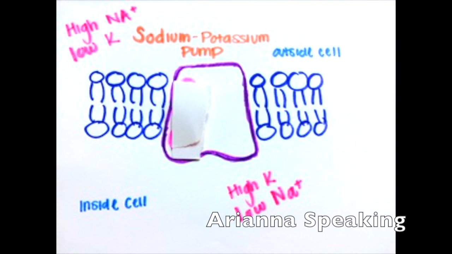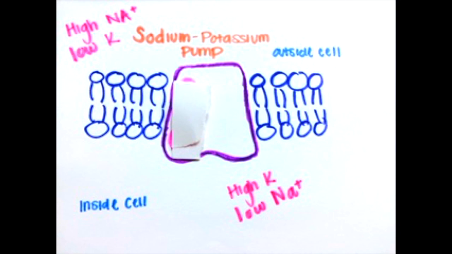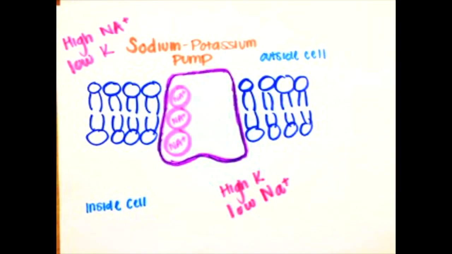This is an active transport showing high potassium inside the cell and low sodium inside the cell, while there's high sodium outside and low potassium outside. So here we have a picture of the cell membrane, and there's the sodium passing through the cell membrane from low concentration inside the cell to high concentration outside the cell.